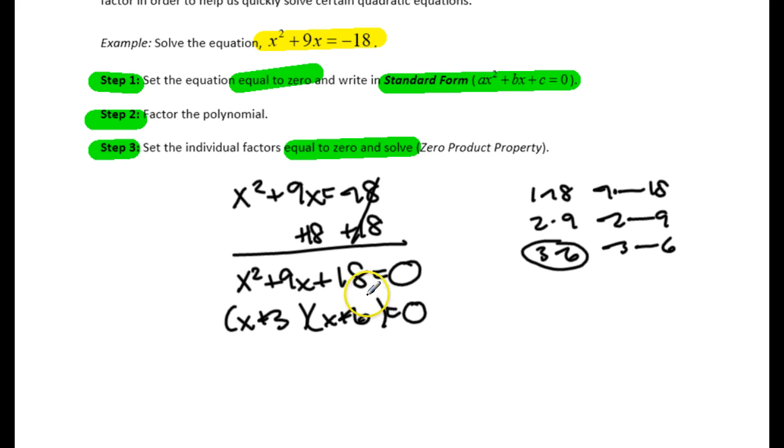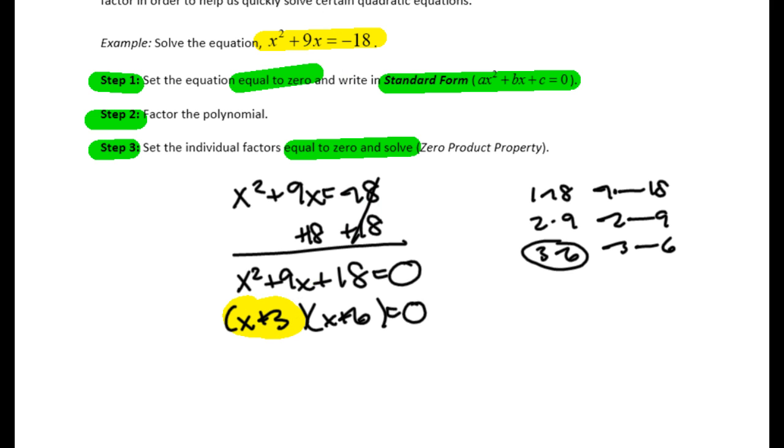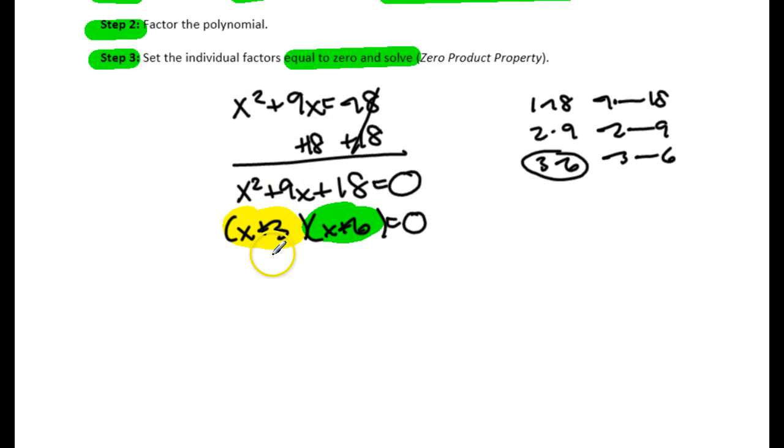Just like on the square roots, when it's positive, negative, you split it. Here we're going to split this again. This is going to be one equation equal to 0, and then the second factor will be another equation equal to 0. So here's what we're going to do. You're just splitting it. So this is x plus 3 equals 0. This one is x plus 6 equals 0. I'm just splitting the two binomials up, but they're always equaling 0. This is the key.